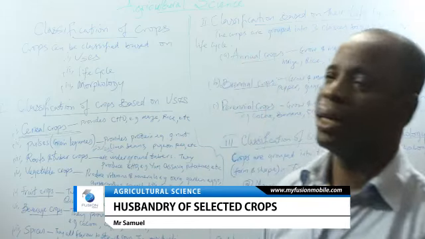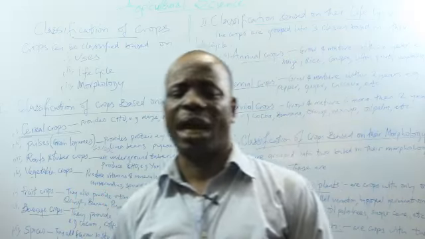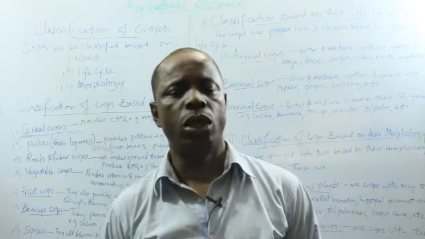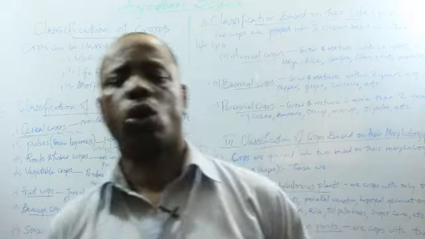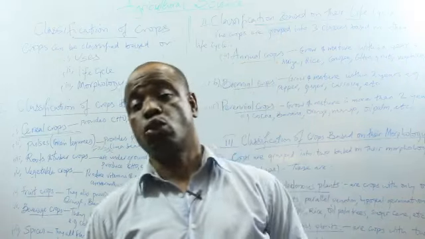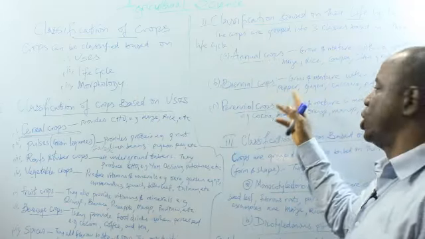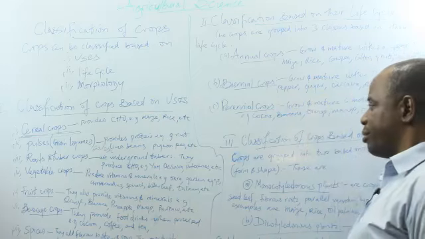The word biennial means once in 2 years. That means biennial crops are crops that complete the life cycle in 2 years, or crops that will grow, mature, and be harvested within 2 years. Examples of them include pepper, ginger, and cassava.